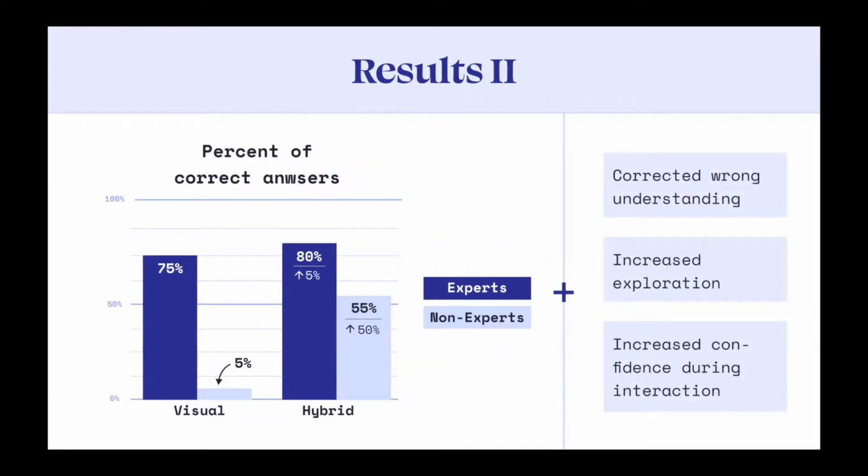Expert users also benefited from the addition of textual explanations, albeit in a different way. For them, the textual explanations functioned more as a reassurance that they were correctly interpreting the visual explanations. Those users stated that after looking at the textual explanations once, they felt more confident in using the visual explanations afterwards.